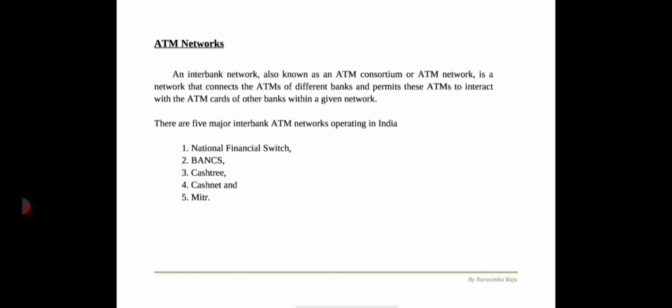And coming to the next type of ATM networks is Banks and Cashtree. Here Banks, a shared ATM network, comprises 12 public, private and cooperative banks, and Cashtree, a shared ATM network of half a dozen public sector banks, have initiated talks to take 2000 ATMs under it, and Cashtree has 700.